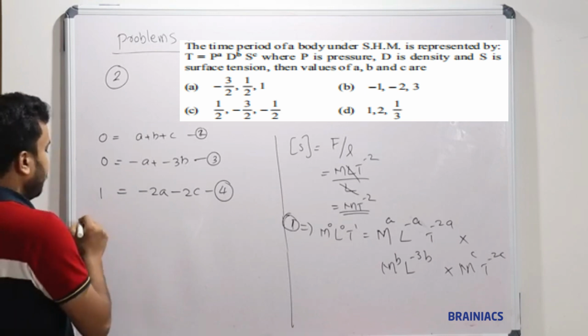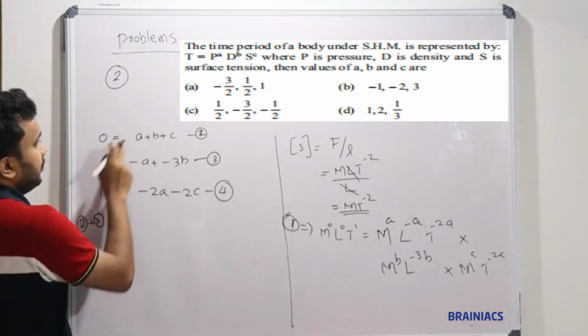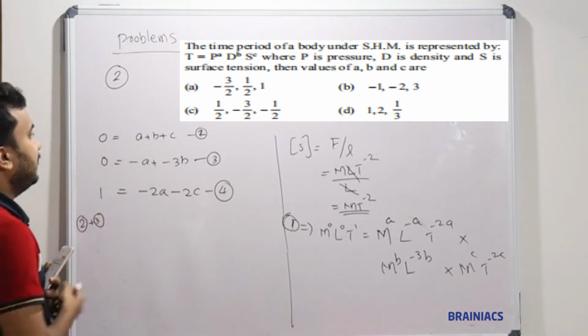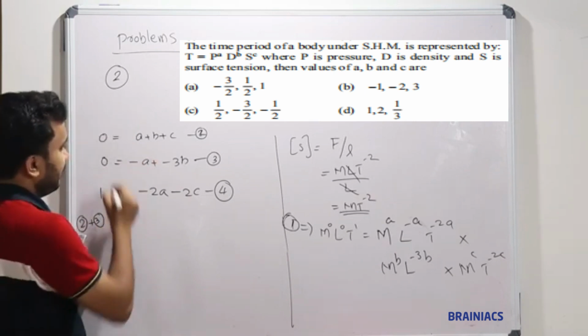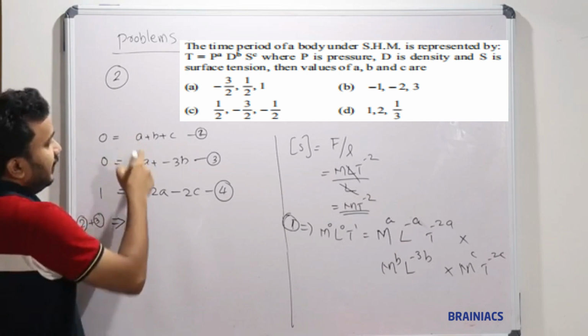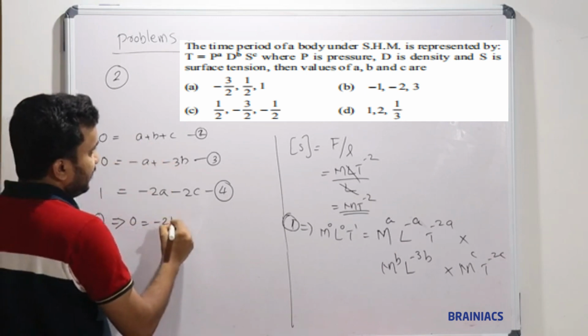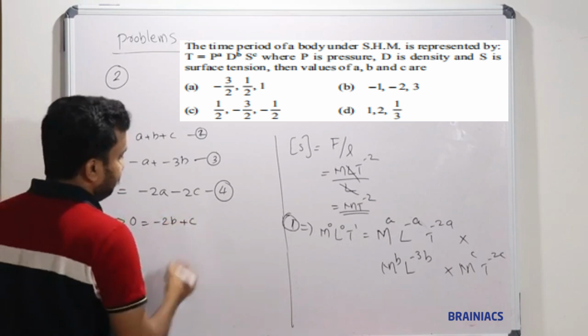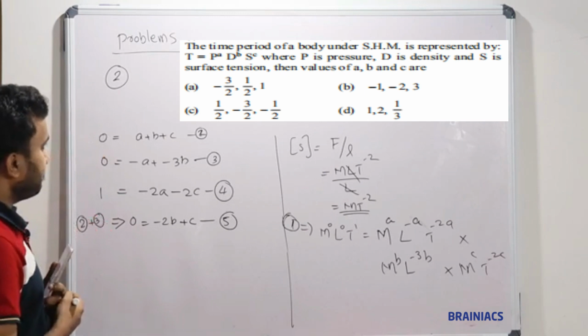We have a couple of formulas. What I'm going to do is add equations 2 and 3. If I add the 2 and 3 equations, A will get cancelled. LHS is 0. Minus 3B plus B is equal to minus 2B plus C. Equation number 5. Minus 2B plus C.